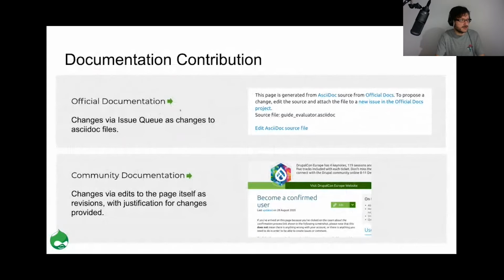As I said, for the official documentation, you need to actually create a patch. What happens is that you create an issue in the issue queue, and you upload the AsciiDoc source file. So it's not the same as the code patches, but it's still an issue that has to go through the issue queue. Whereas with the community documentation, as you can see, there's an edit button, and you literally click on that and you can edit the content.